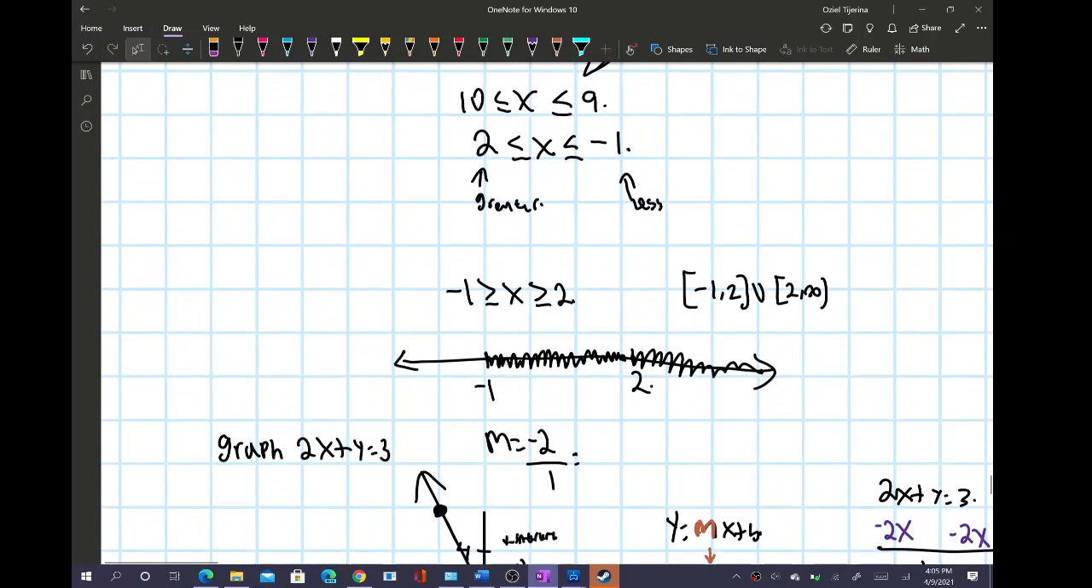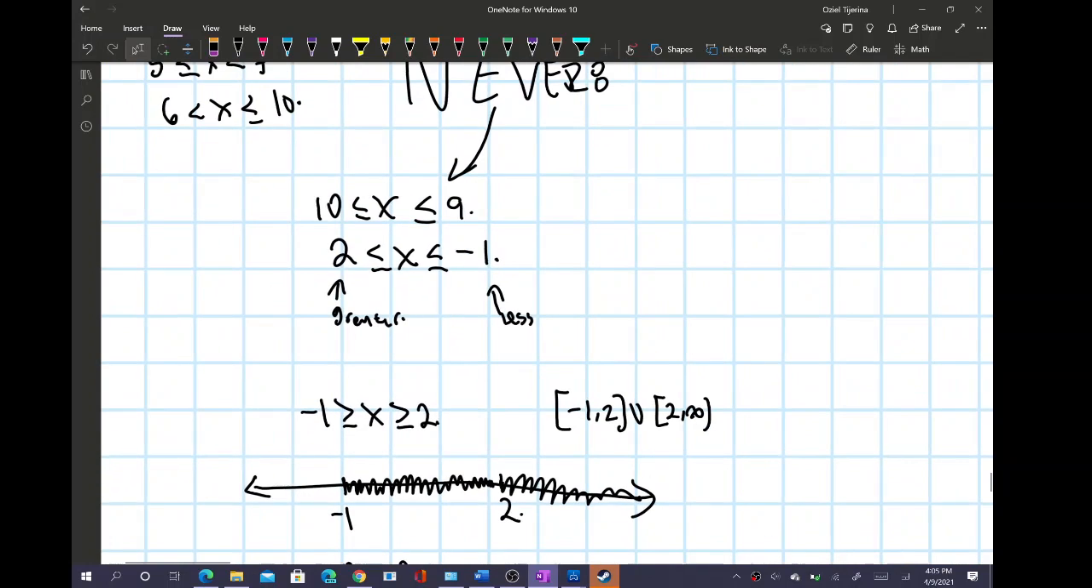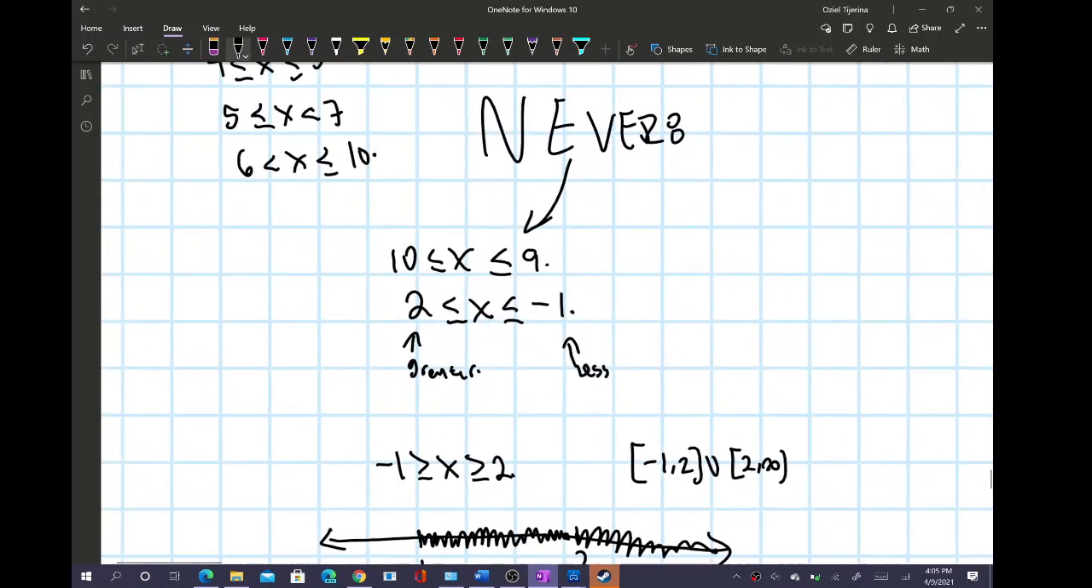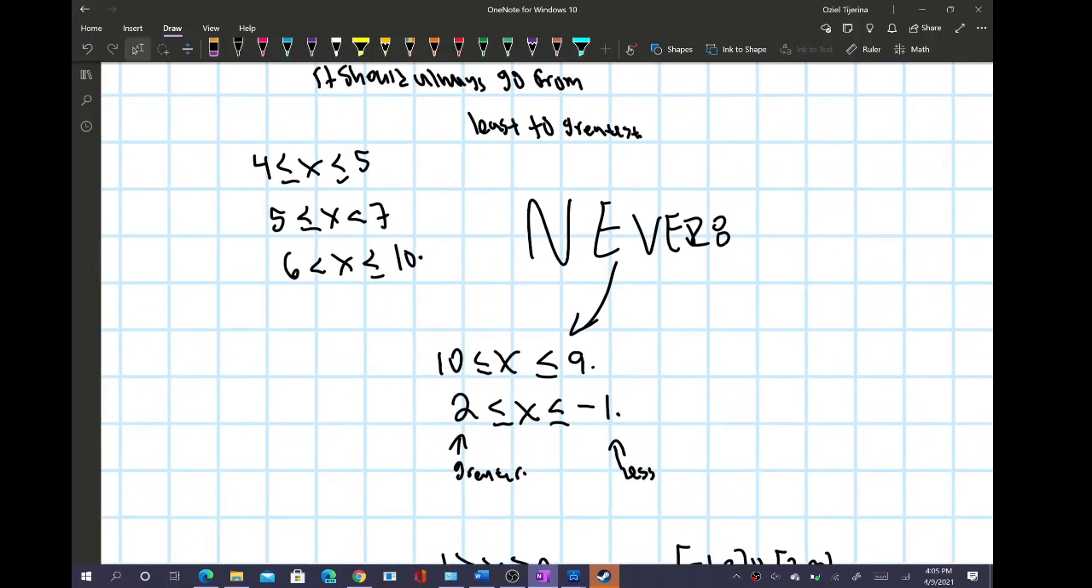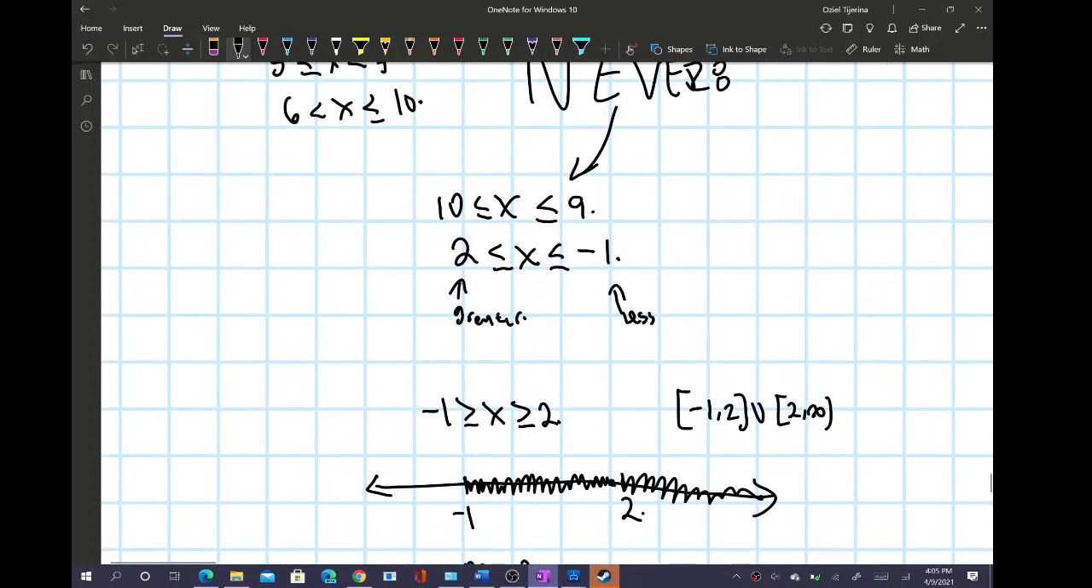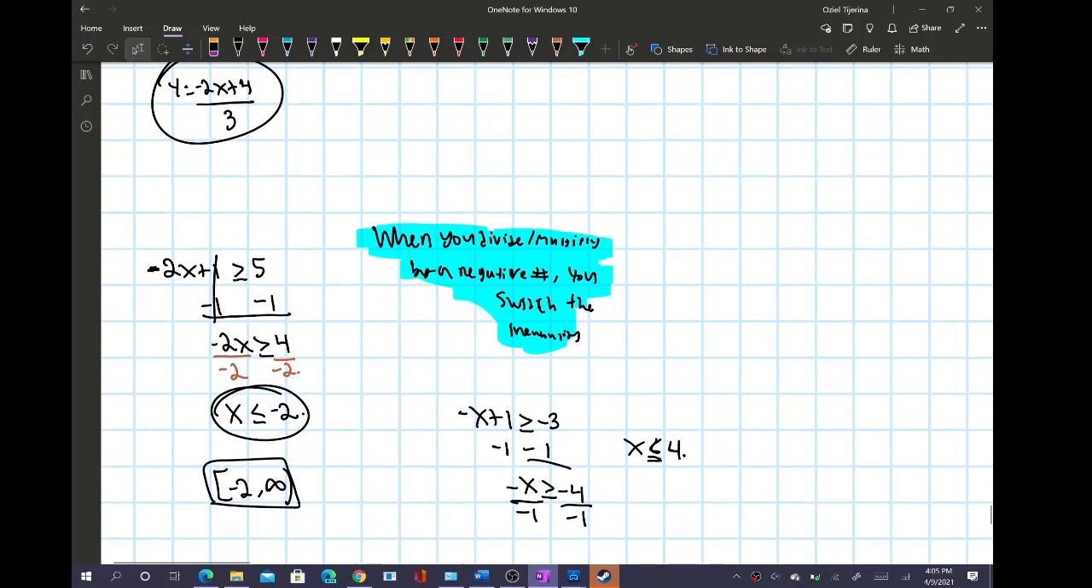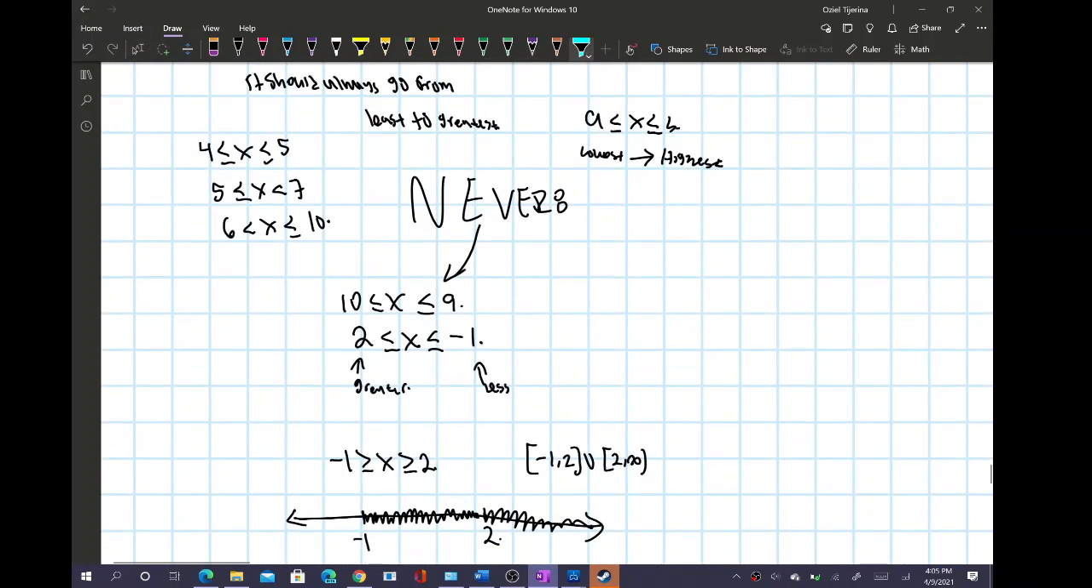I also went over how to graph. When you talk about inequalities, if you have something of the form a is less than or equal to x is less than or equal to b, you always want to go from lowest to highest. You never want to go from a big number to a small number, because that's going to be wrong. That's why I said never do this. Let me mark it in red. You never, ever do this, because that's not right. It just wouldn't make sense.